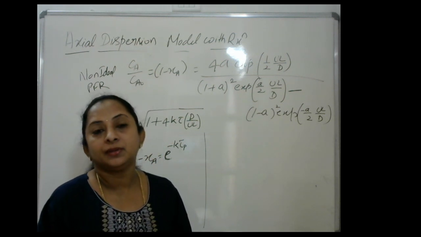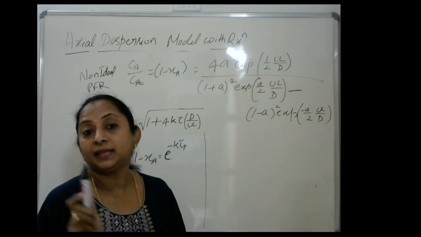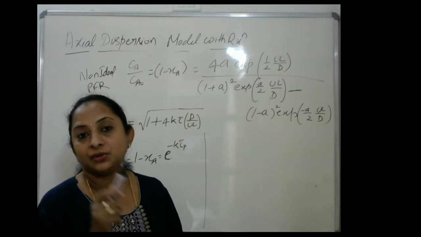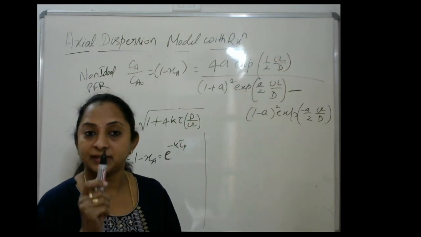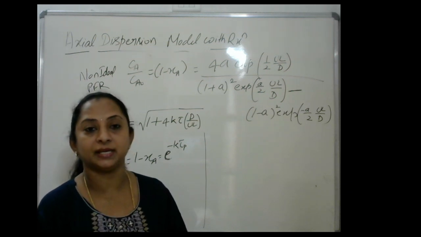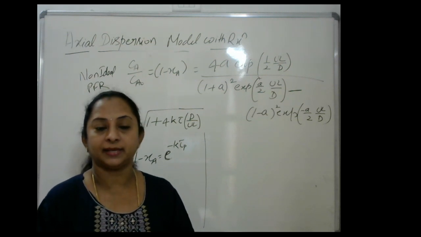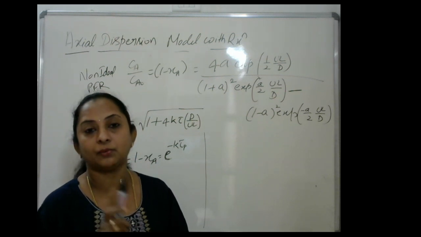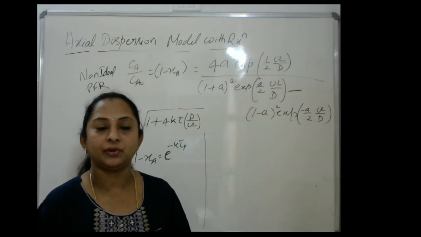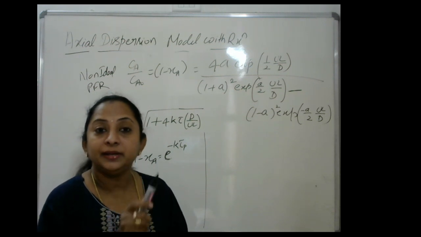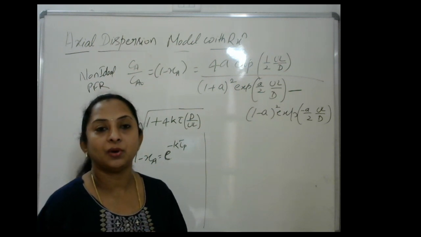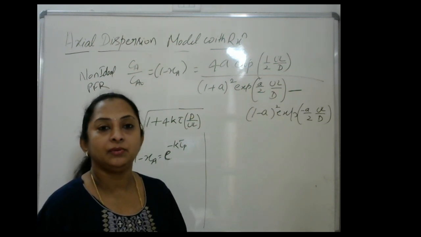First you will get sigma theta square, a dimensionless number, after finding D by uL. Once you have D by uL, you can find sigma square by t bar square, or sigma theta square, and then the number of tanks. Then t bar. What is t bar? It is V by V naught, the volume of the reactor by the volumetric flow rate. So you can find out the actual volume required, and how to fix the flow rate.